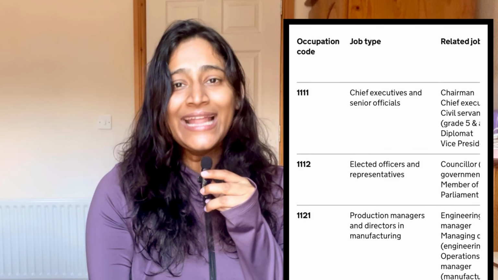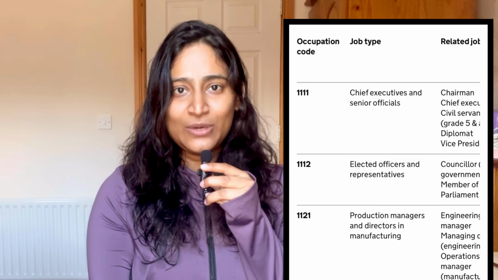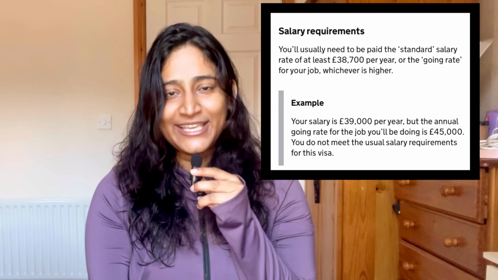So first things first, in the shortage occupation list, the link will be pasted in the description, you need to check your code, that is the job code that you have. The basic salary now for sponsorship, that is the skilled worker visa, is 38,700, but it depends on your job code. For example, in IT, because the salaries are really high, the basic salary according to the job code is more than 38,700, and you need to understand that this is the case for a lot of job roles listed on the skilled occupation worker list.